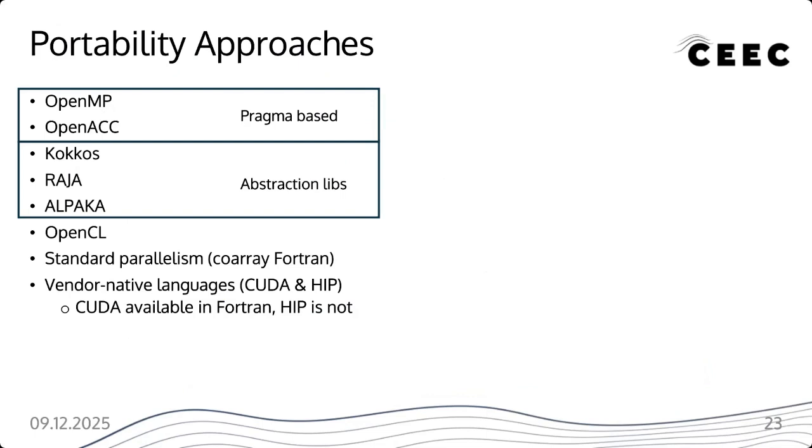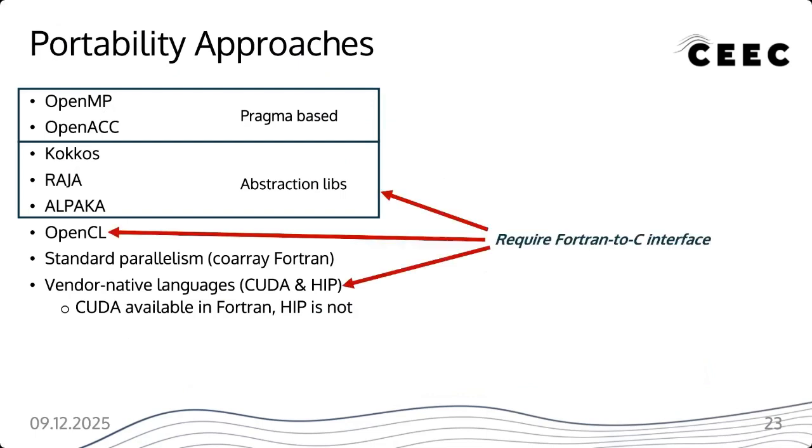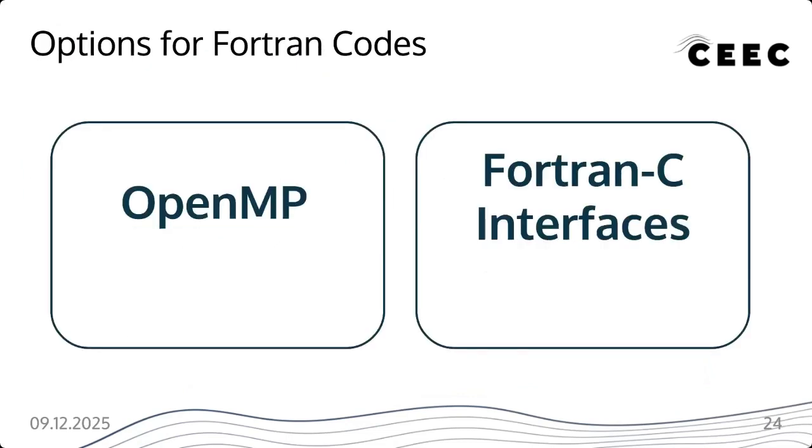Unfortunately, AMD does not have an equivalent of that. There is no HIP Fortran, right? So really, we have a bunch of these things that require the Fortran to C interfaces, and really what this list for us Fortran programmers boils down to is this list. You have to make a decision between using OpenMP or biting the bullet and building a Fortran to C interface structure and basically using one of those C-based approaches.